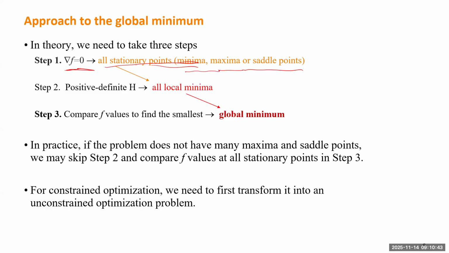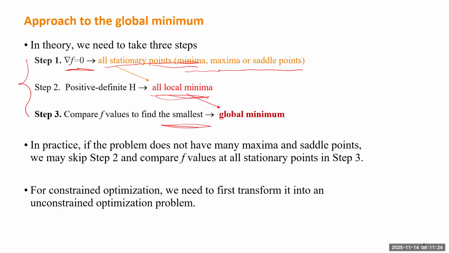So the second step is we want to make sure those points are minimum points by calculating the Hessian matrix. The Hessian matrix needs to be positive definite, which means locally this point will be smaller than neighboring points. And the third step is we find really the smallest one among all the minimum points. So you see the idea is to narrow down to stationary points and the minimum points and really the global minimum point. Okay, so those are the steps 1, 2, 3.